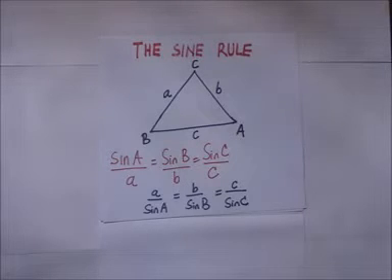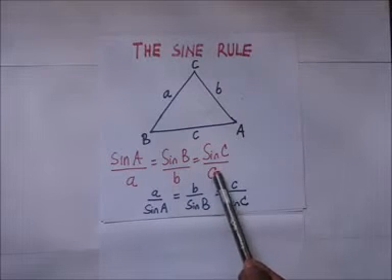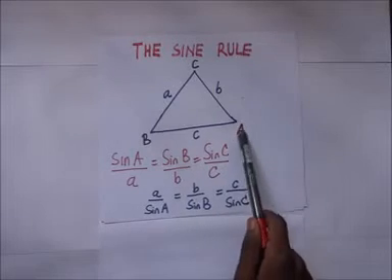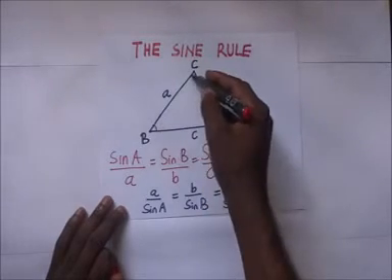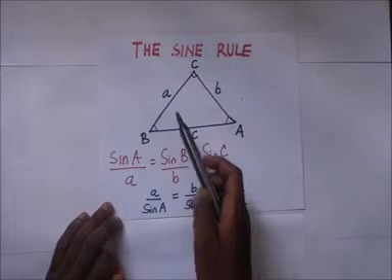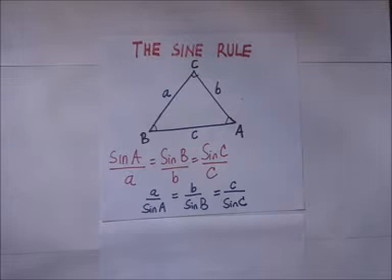Now the sine rule is simply as stated on your screen: sine A over a is equal to sine B over b is equal to sine C over c. These capital letters A, B and C represent the angles, and the small letters a, b, c represent the sides. The sine rule is mostly used to find missing angles and missing sides for triangles that are not right angled.